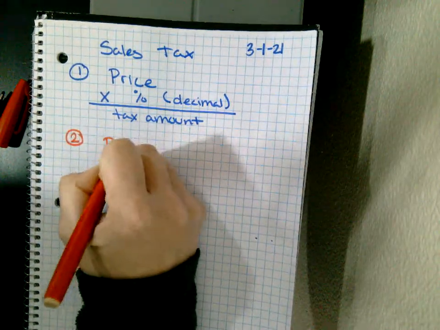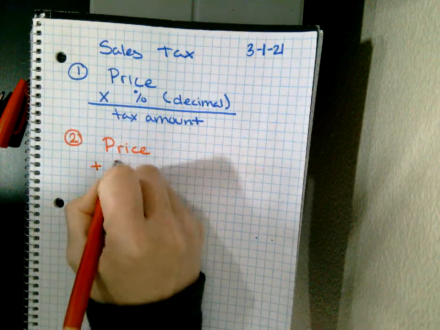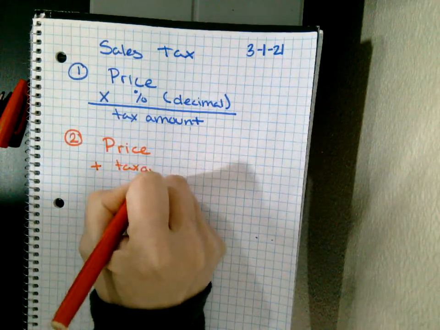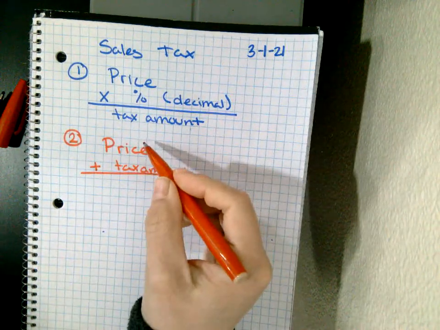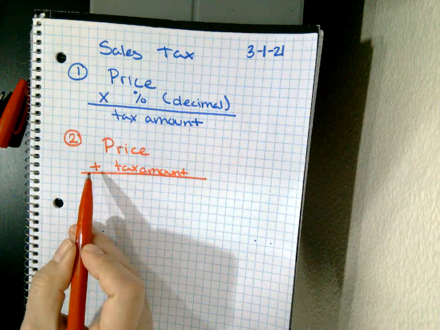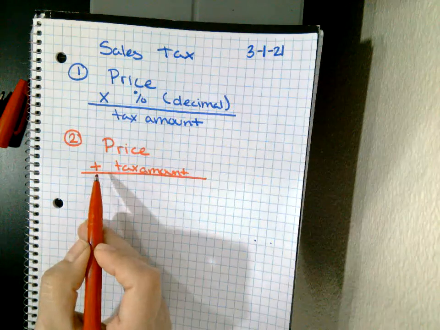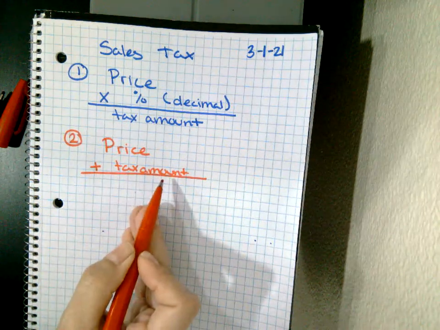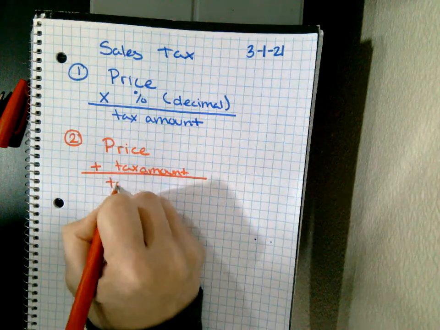Okay, once you have that, step number 2 is to take your price and add your tax amount. So this is the difference. In discount, we would have subtracted, but because it's sales tax, we're going to actually add. So you're going to add the tax amount, not subtract it, but add it. This will give you your total cost, okay?